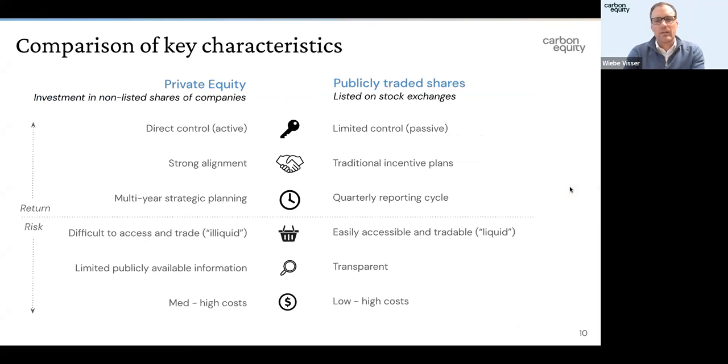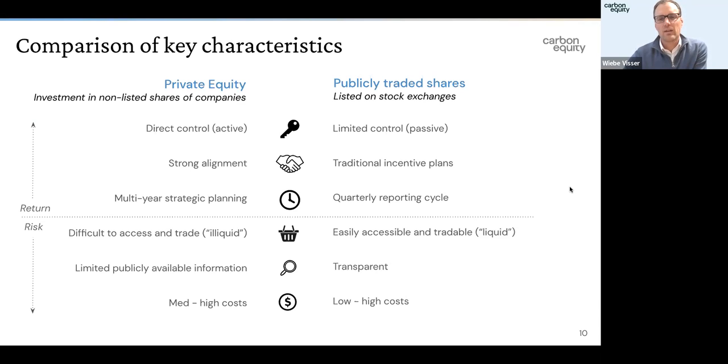Comparing private equity to public equity is important, I think, in this session. An investment in a company that's not listed typically involves a large stake. So an investment firm that buys a stake in a company wants to have control. And that control is necessary to achieve its targets and to really drive the growth of a business. Now, that control you will not have if you invest in a public company. You are a passive investor. It's very difficult to change the direction of a management team in public stocks.